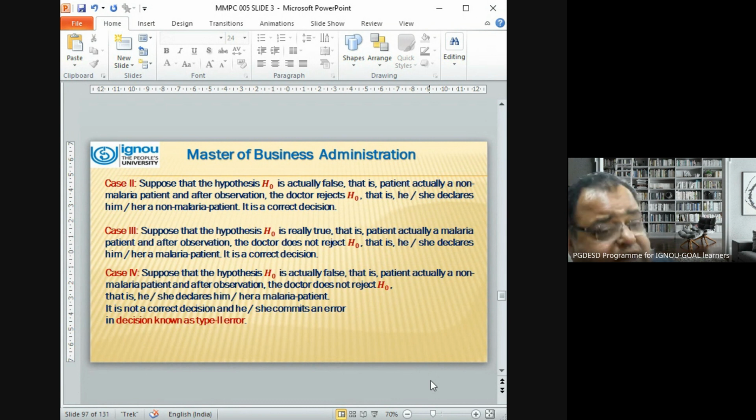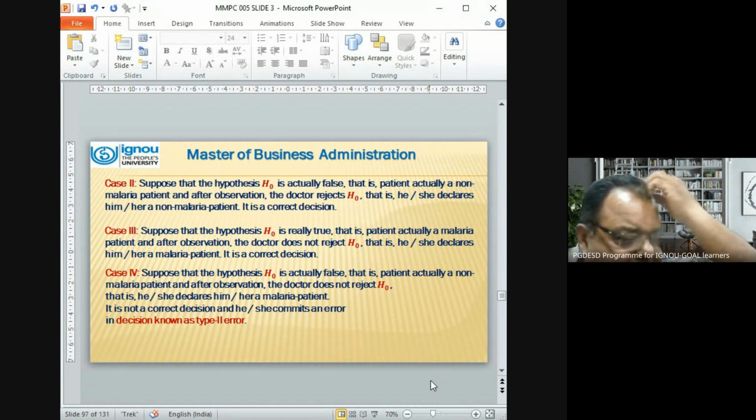But in the fourth case, what is happening? Suppose the hypothesis H naught is actually false. That is, the patient is actually a non-malaria patient, and after observation, the doctor does not reject H naught. That is, he or she declares him a malaria patient. It is not a correct decision, and the doctor has committed an error of type 2 error. These are the four cases which normally occur.